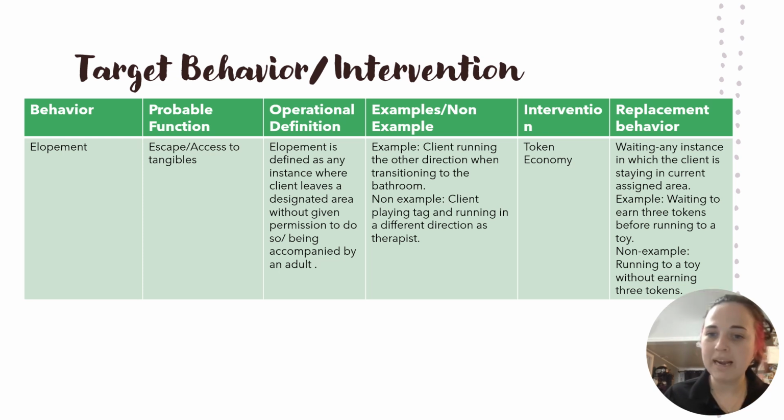And then my intervention again is token economy. In this instance, the replacement behavior is going to be waiting, and they're going to be reinforced for waiting behavior with a token. Once 3 tokens are received, they can be given access to the desired reinforcement, and the durations of required waiting will change dependent on where the client is in baseline and then intervention.